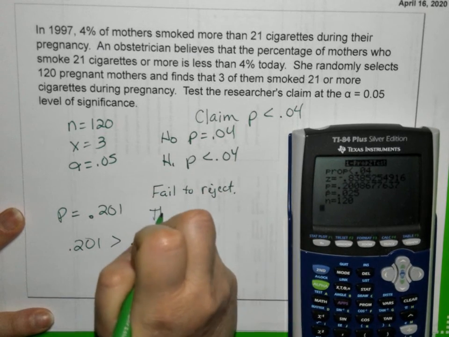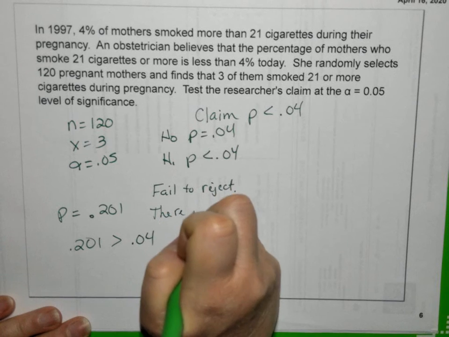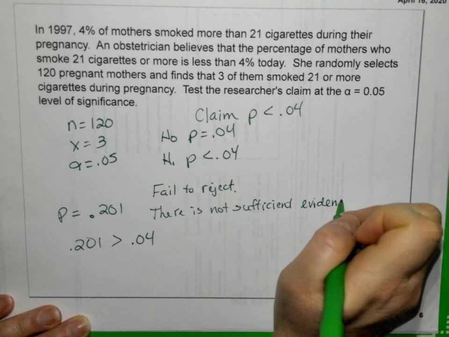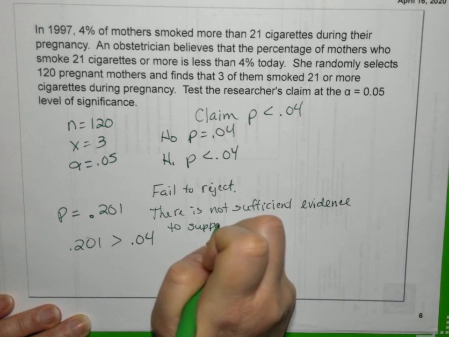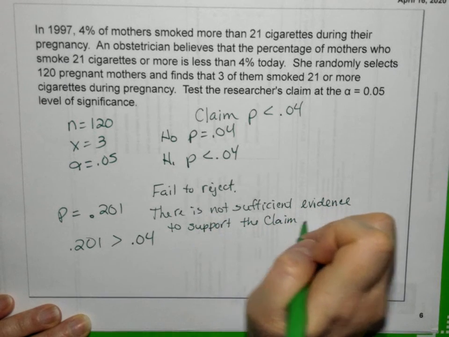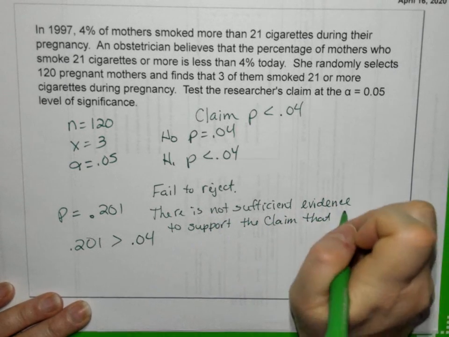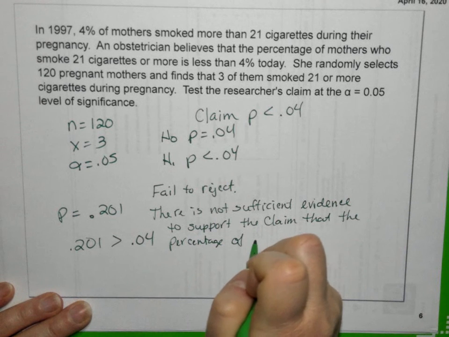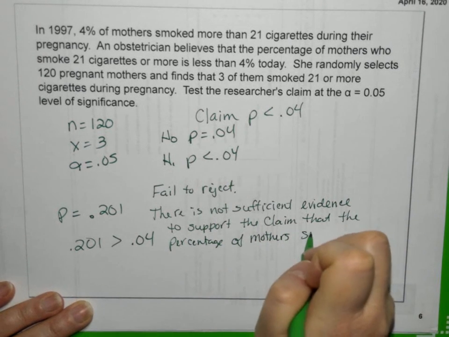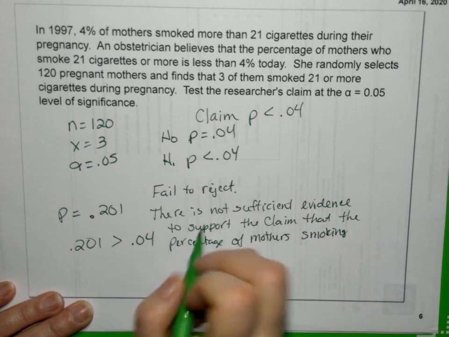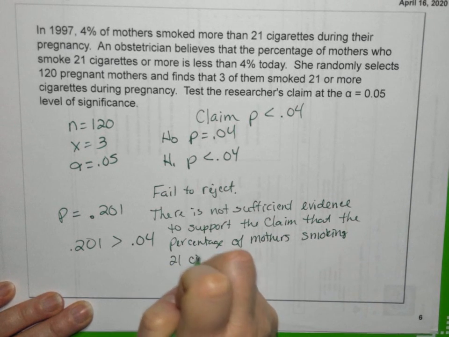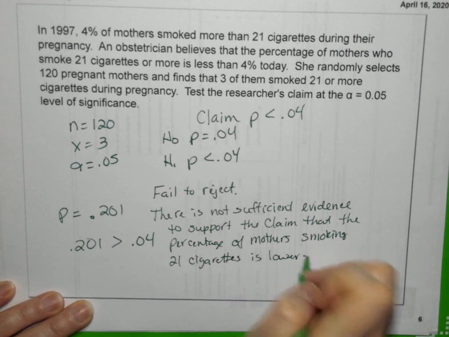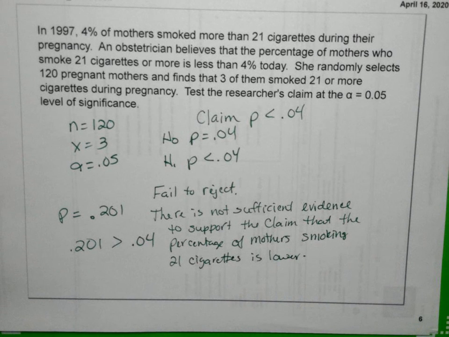which means there's not sufficient evidence to support the claim that the percentage of mothers smoking 21 cigarettes is lower. Okay, and that is how we do p-hat.